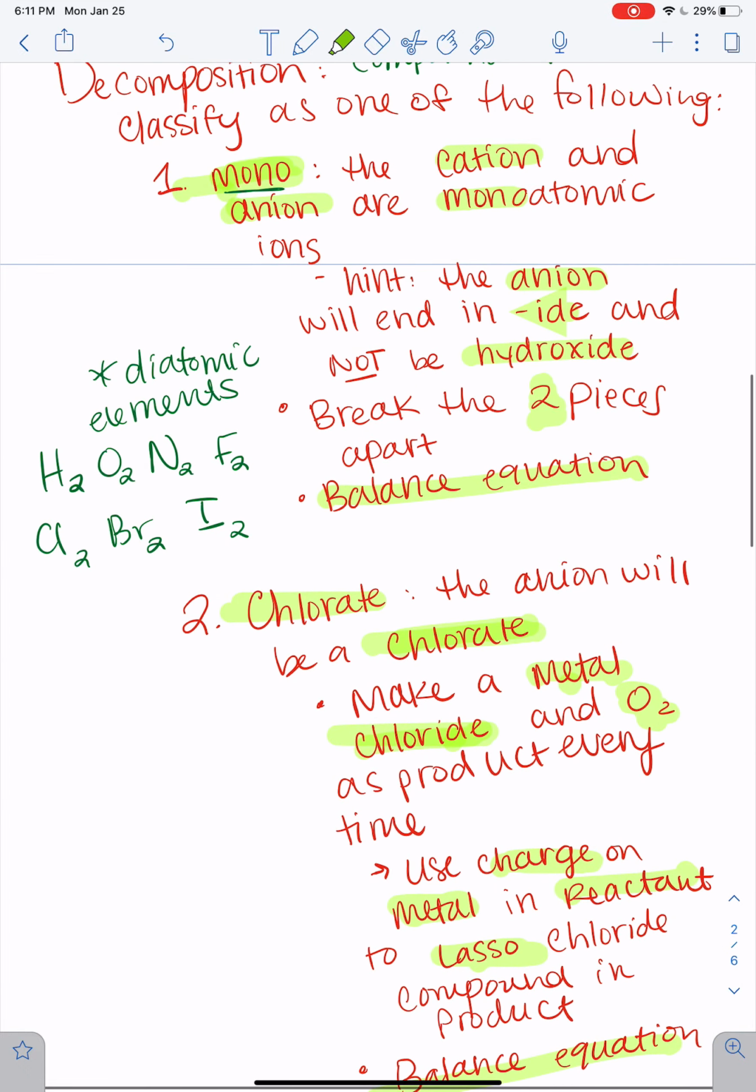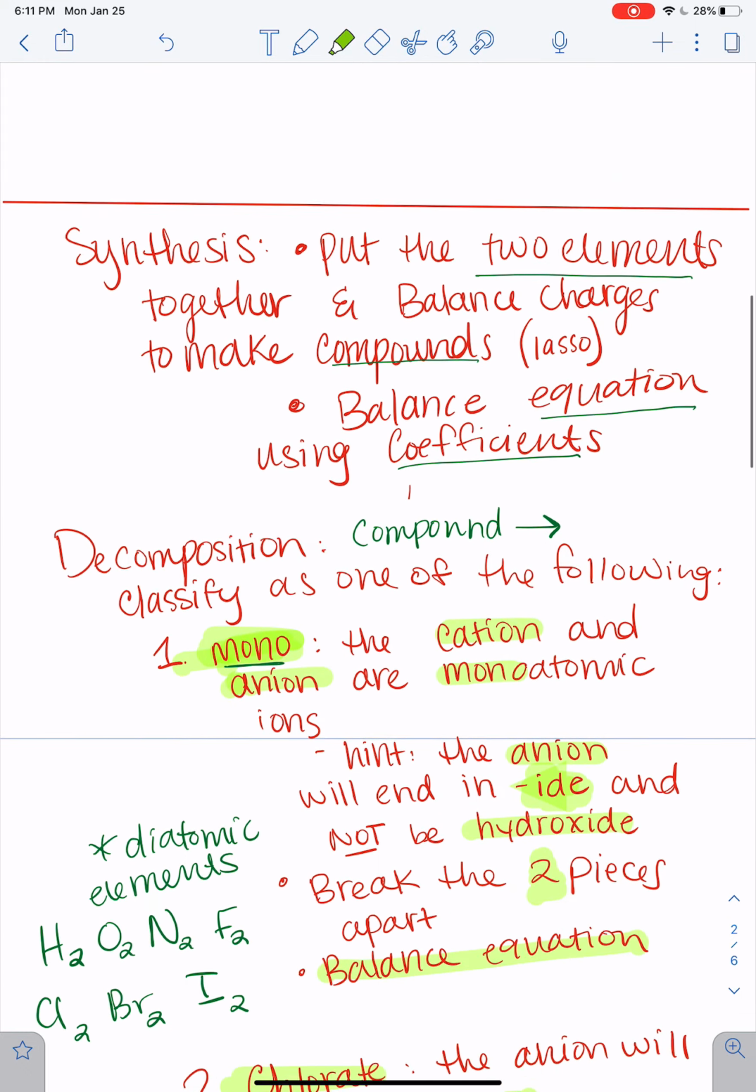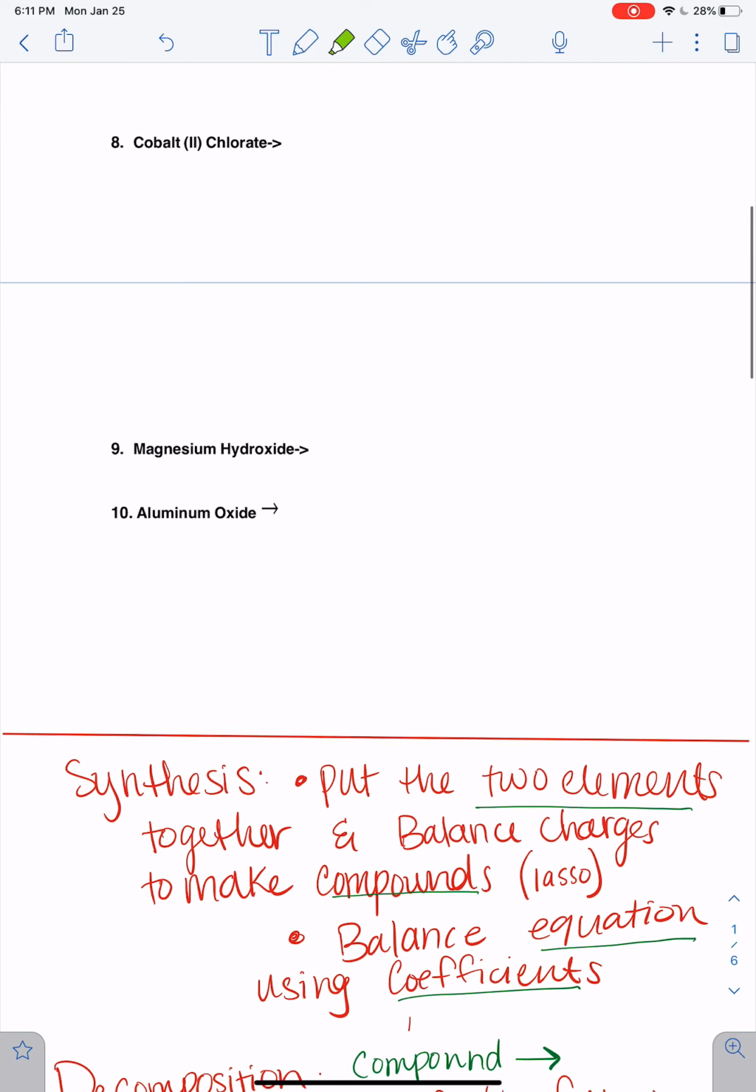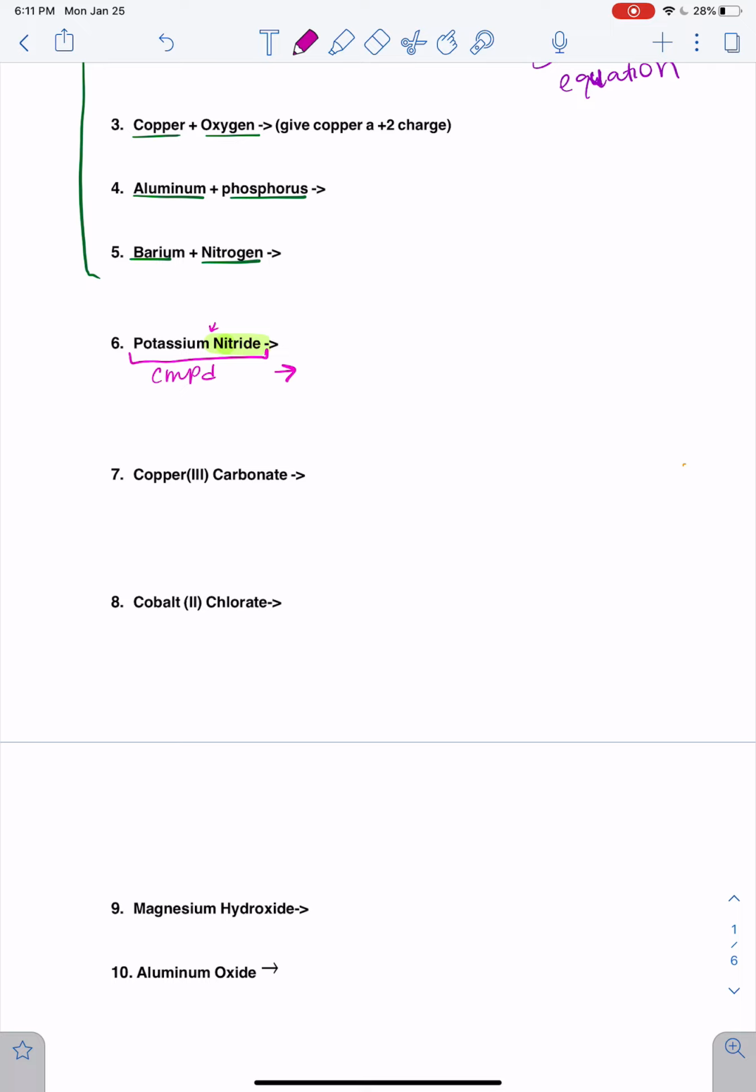Well, it says nitride. And remember, if it ends in "ide," it is going to be mono. Our only exception was the hydroxide. So for the monoatomic, your instructions are just to break the two pieces apart and balance. So let's do that. We have potassium nitride. So I'm going to take potassium and then say plus nitrogen. Now notice the changing of nitride to nitrogen, because when it is not a part of a compound, you don't keep that name. You change it back to its original name. So nitride would turn into nitrogen.